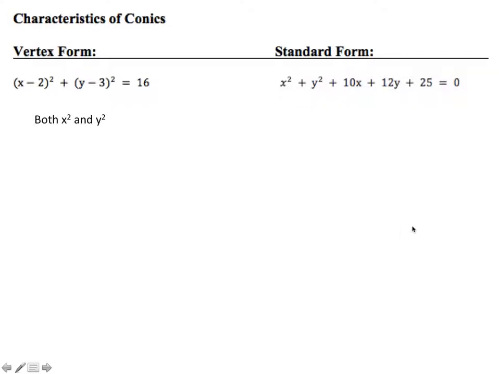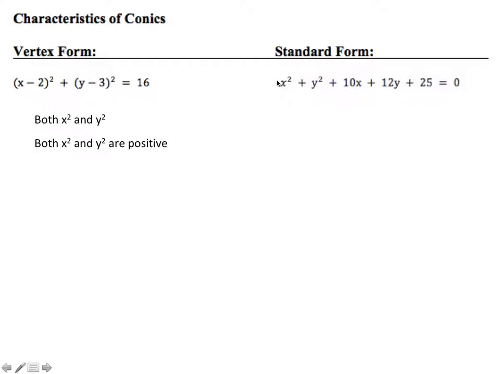So for instance, we want to focus on the x squared and the y squared. This would give us an x squared if we FOILed it out. This would give us a y squared if we FOILed it out. In the standard form, we see we have an x squared and a y squared. So we've got both the x squared and the y squared present.